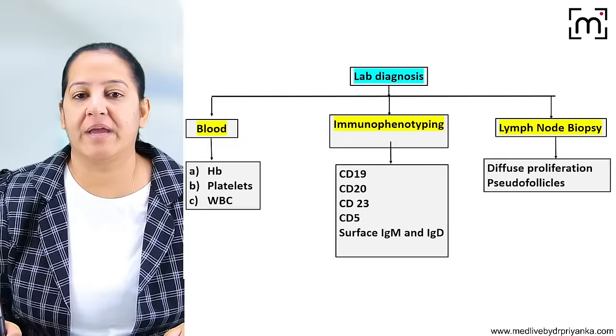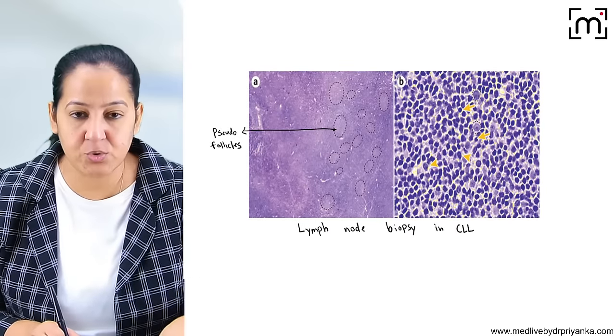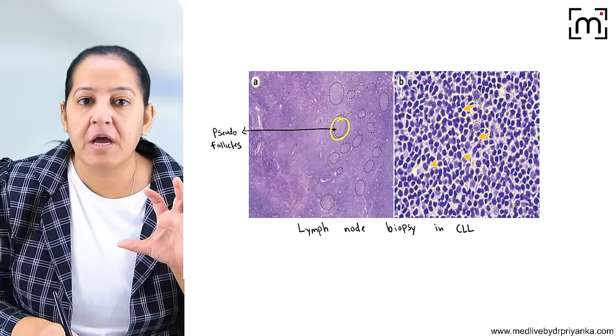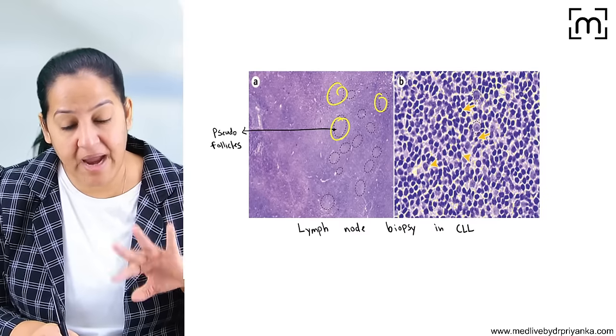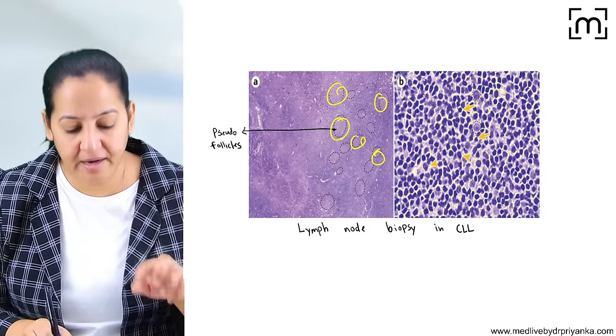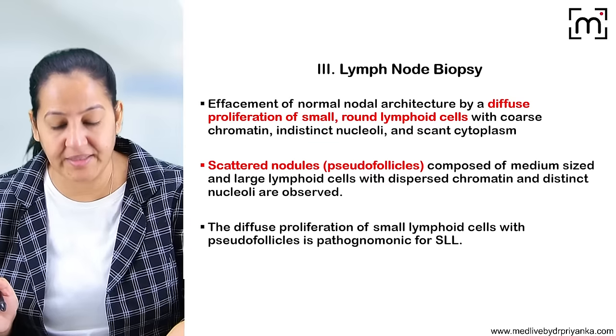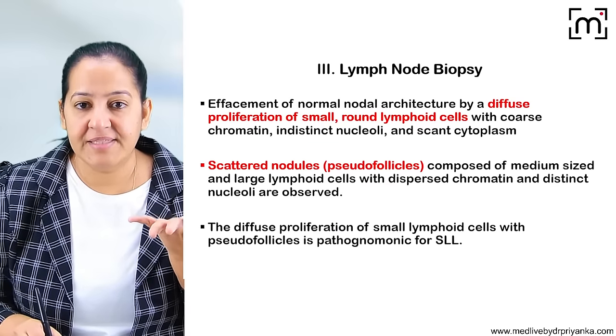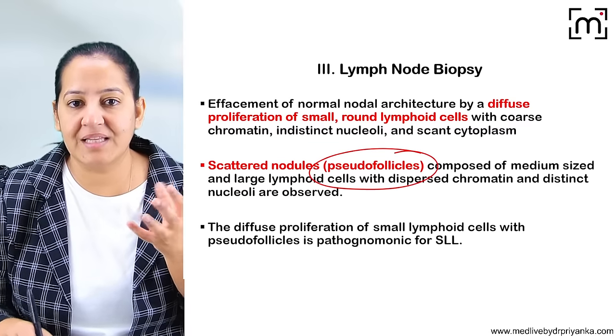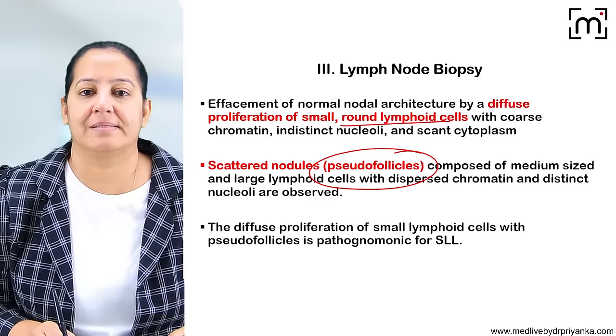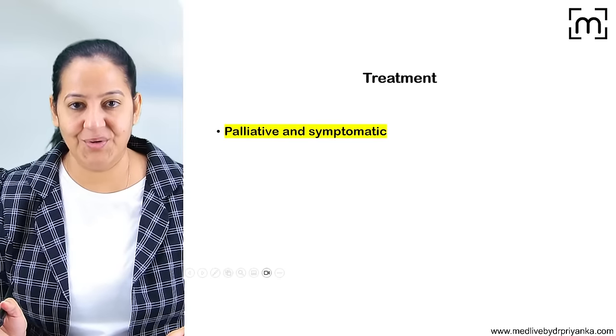And lymph node biopsy you can do. In the lymph node biopsy, you can see pseudo follicles. Normal follicles are effaced, and instead of that, pseudo follicles are there. If you zoom in and magnify inside the pseudo follicles, you can see small round lymphoid cells with scanty cytoplasm. That's it. Okay, we are done.